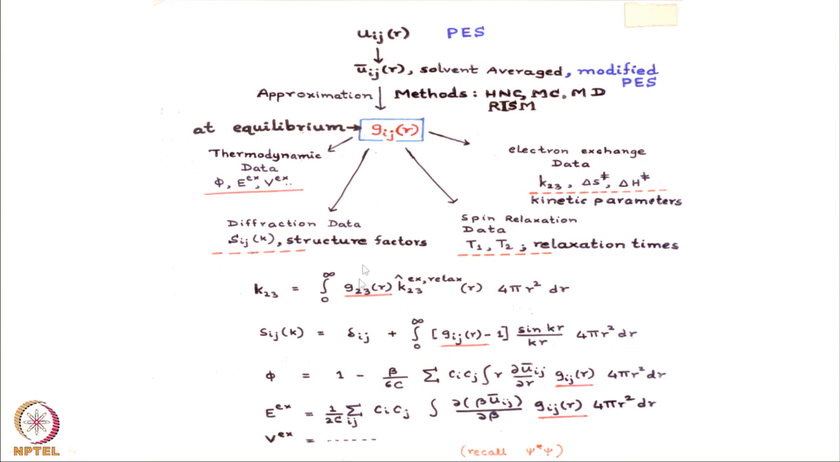So, if you know G of R, you can calculate the osmotic coefficient, the excess energy, and the excess volume, and in certain cases using G of R, you can also calculate rate constants. So, this G of R is a very crucial part in MD simulations. What you have done is start with a potential energy function, do the averaging and obtain this G of R, and then all these properties can be calculated.